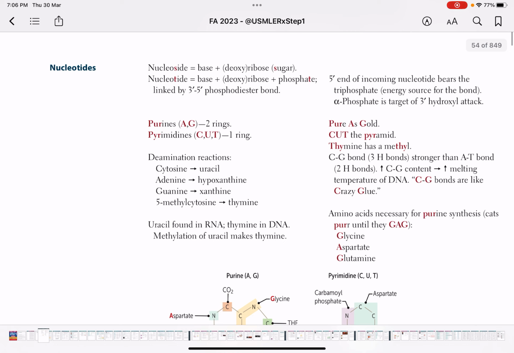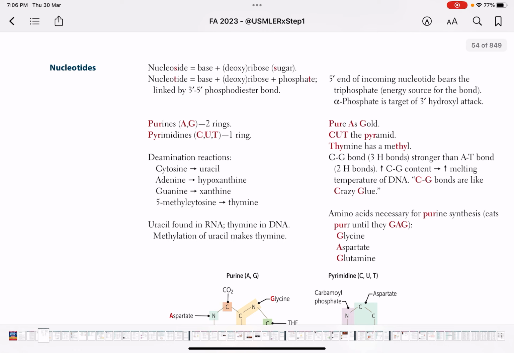Now the structure of nucleotide. Nucleoside is equal to base plus deoxyribose sugar, and nucleotide is base plus deoxyribose sugar plus phosphate, which is linked by 3'-5' phosphodiester bond. Purines are made of 2 rings, A and G, and pyrimidines are C, U, T, which have 1 ring. Deamination reactions are cytosine to uracil, adenine to hypoxanthine, guanine to xanthine, and 5-methylcytosine to thymine. Uracil is found in the RNA, thymine is found in the DNA, and methylation of the uracil makes the thymine.